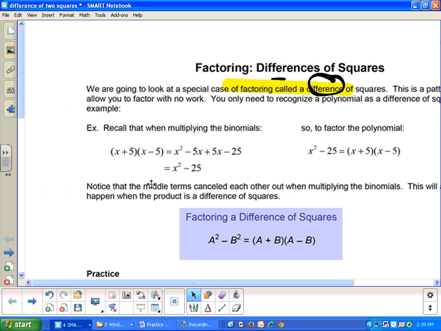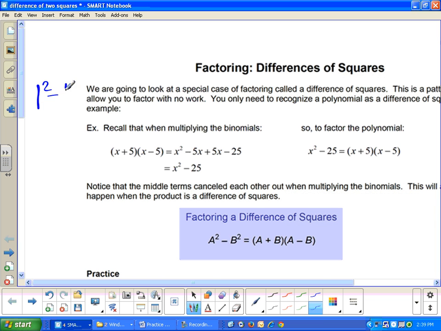Okay, we'll move this over a little bit. We're talking about perfect squares. This means simply this: 1 squared is 1. 2 squared is 2.